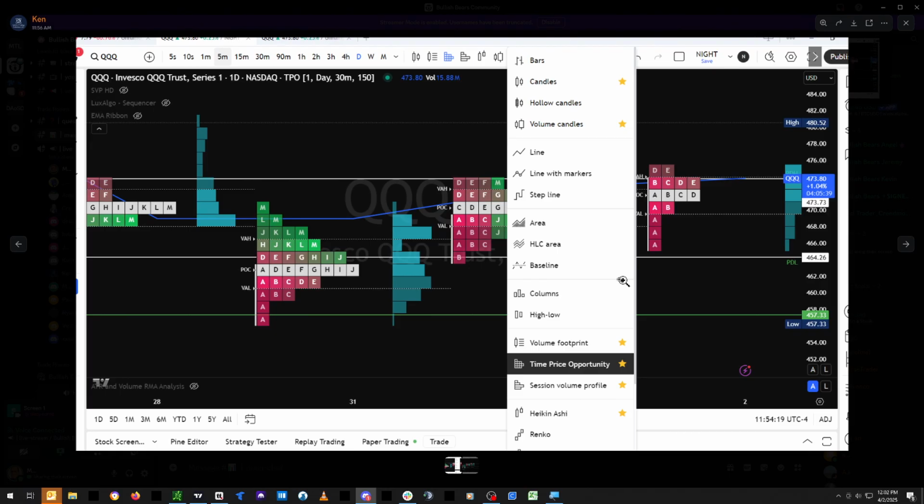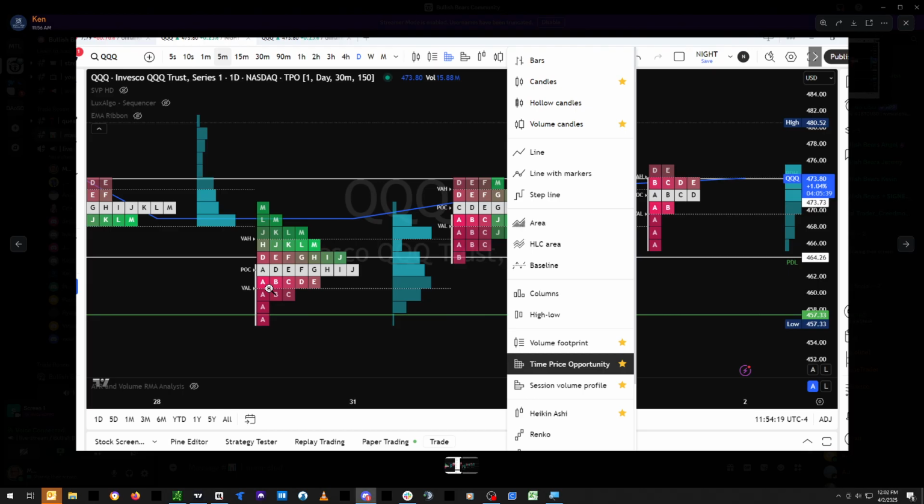Okay, here's your volume footprint. This is your volume TPO. The other one was footprint. Yeah, I looked at it. I don't use TradingView that often, but the same idea. Here it is, right there. And I'm going to presume this is probably the volume profile. So this is volume profile. This is TPO.